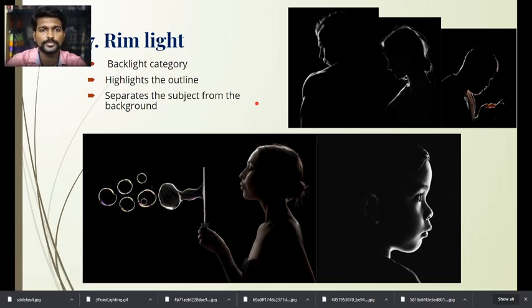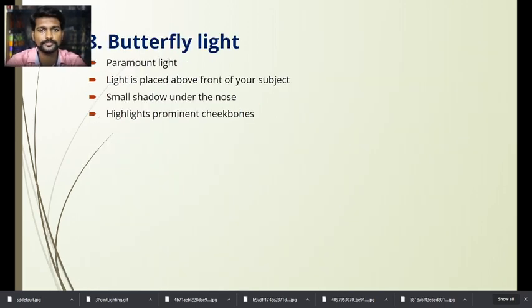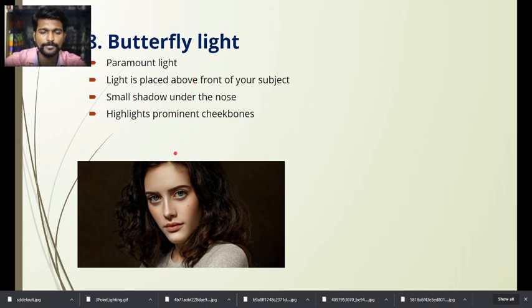We'll go for the next topic of lighting, butterfly lighting. This is one of the portrait lightings, also called paramount light. The light is placed above and in front of your subject. I'll show you some examples so that you can understand. So the light is placed above and in front of the subject.